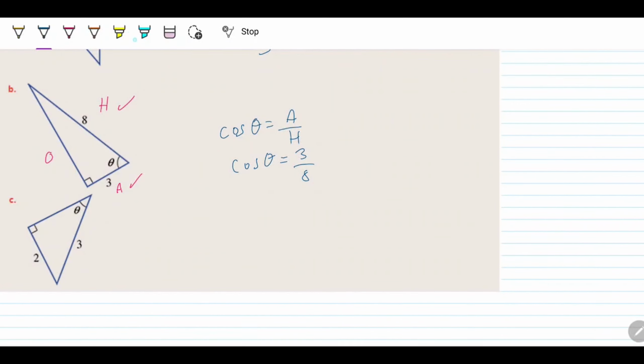That's it. So let's look at the last one. So the longest side length is H, which is 3. This must be A and this must be O. What do we have? We have O and we have H. So that means that our ratio that we need to use is going to be sine. So it's going to be sine theta equals opposite over hypotenuse. Sine theta is going to equal 2 over 3.